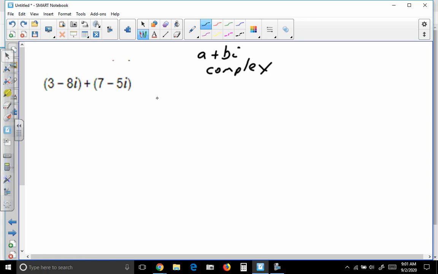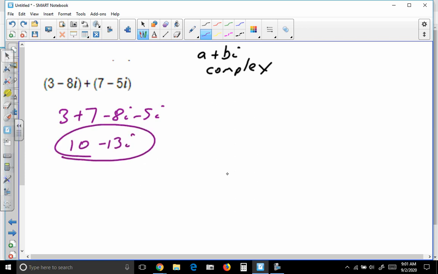So here we have what kind of looks like adding two polynomials, but our polynomial is actually a real number and an imaginary number, simply combining like terms. 3 and 7 are both real numbers, 8i and minus 5i are both imaginary. So if we combine the real, we get 10. If we combine the imaginaries, we get minus 13i. So that's in complex form, real and then the imaginary part.